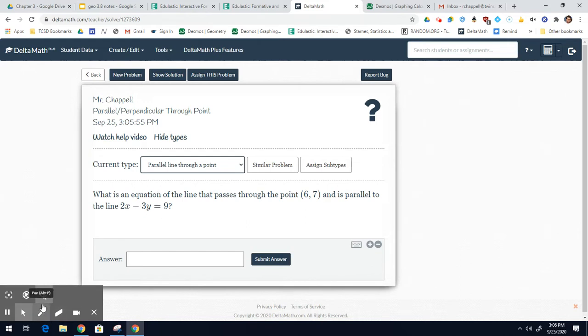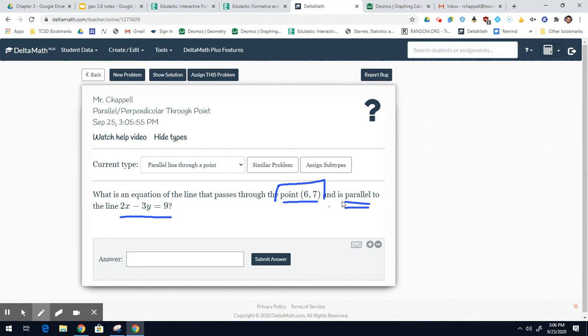Well, we're going to use point slope form to do this. But in order to use point slope form, we need a point and a slope. So of course our point is here, right? (6, 7). But we get the slope from this idea of being parallel to this line. If the lines are parallel, we know they have equal slopes, right? So equal slope. But the idea is we need to get the slope from this line. So we have to write this line in slope-intercept form.